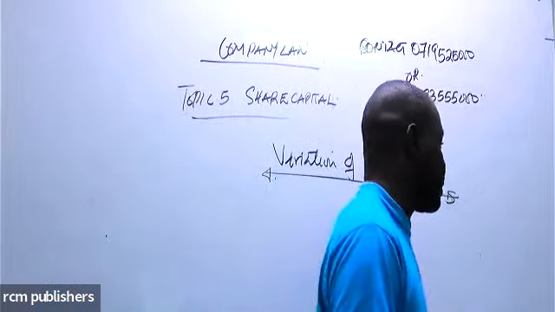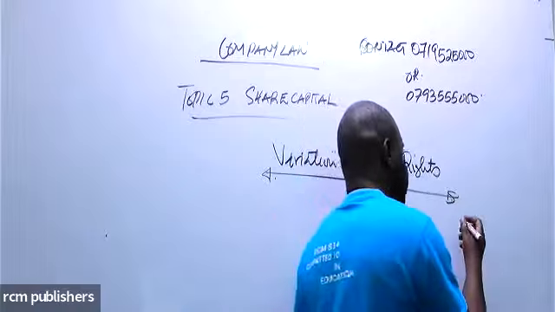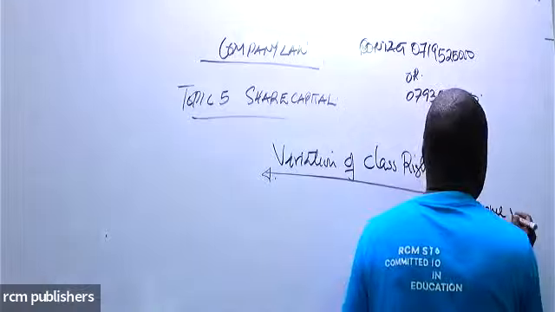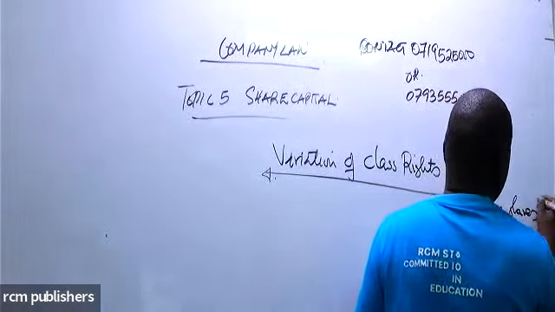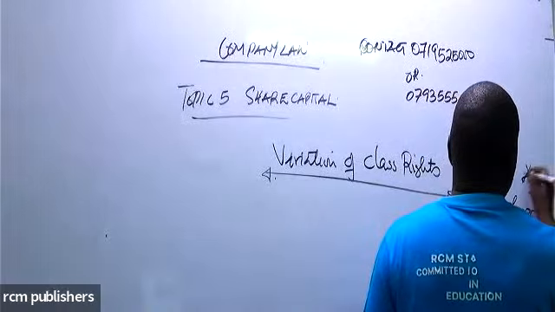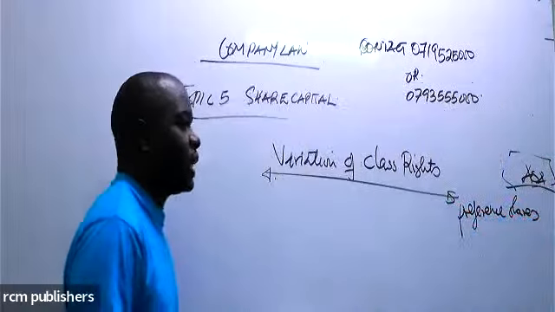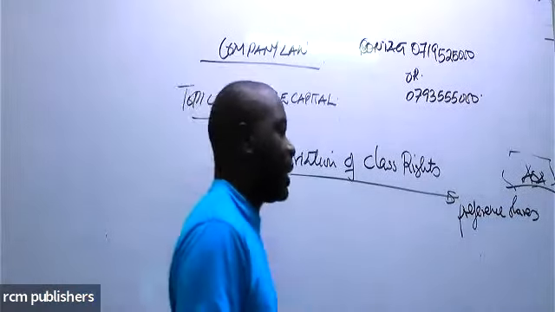So for example, let's say there are those holding preference shares. These rights are contained where? In the articles of association. The rights of every class of shares are contained in the articles of association.